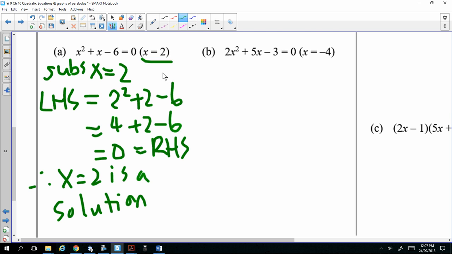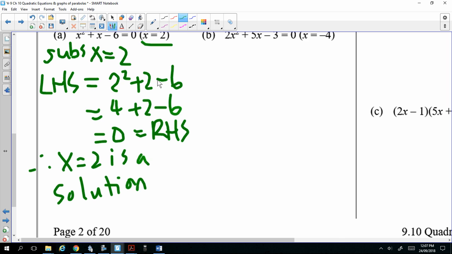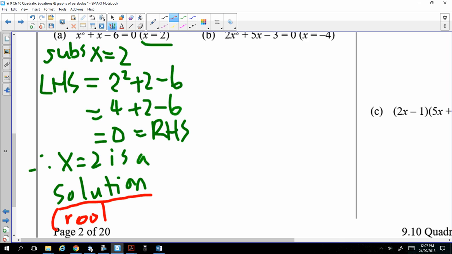Another word you learn about solution, another word for solution is called root. It's a root of the equation, or another word is called 0. It's a 0 of the equation. So you see these terms in the textbook. Sometimes they say solution, sometimes say it's a root, sometimes say it's a 0. So they have 3 different words for the same thing. Left-hand side, right-hand side. Left and right. Yep, good.